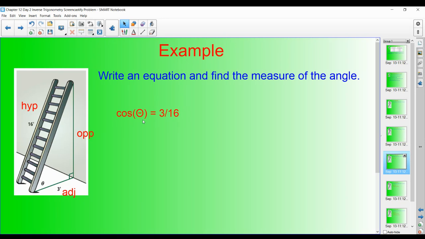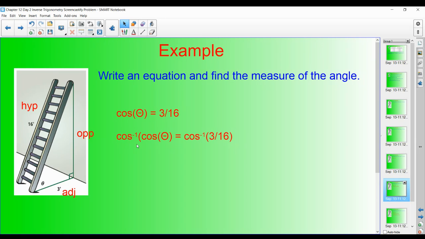Now we can spend all day guessing the angle that gives us 3 over 16, or we can think about how we can solve this. Now we can't multiply by 16 and move it over to the other side. We want cosine of theta by itself. More importantly, we want to get theta by itself. So what we're going to do is take the inverse cosine, which is going to undo cosine. And whatever we do to one side, we have to do to the other. So we need to take the inverse cosine of both sides.